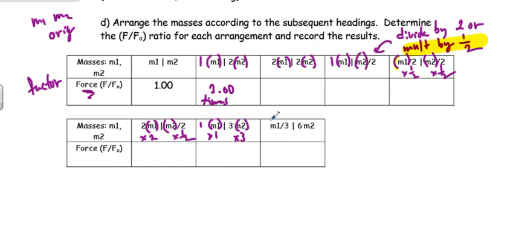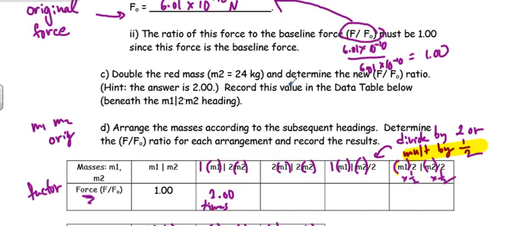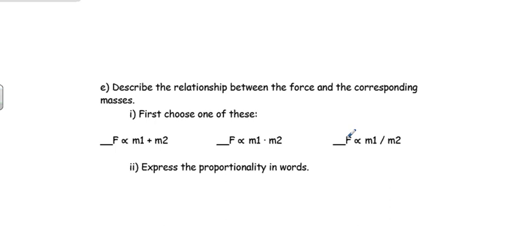And then, of course, you write down the force and divided by the original one. So here we're multiplying by 1/3, and here multiplying by 6. All right? So those are the modifications that you're going to be doing, and writing down the force factors, not the new force. You take that new force divided by the baseline, and you get by what factor it changed by. Okay?